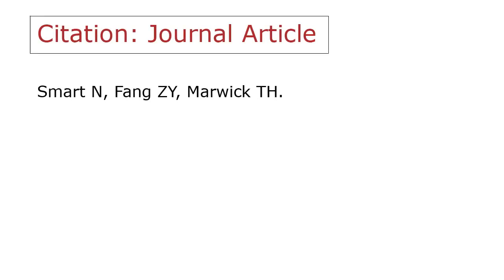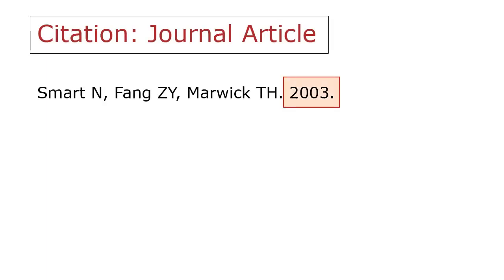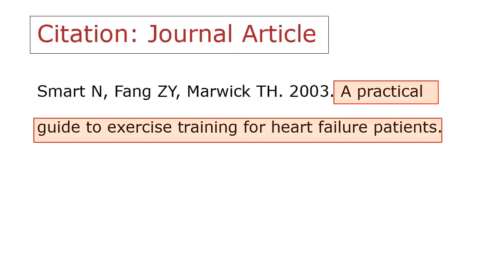First, for articles with up to 10 authors, list all the authors, last name first, followed by their initials. Separate each of the authors with a comma. After the authors, put a period and then the year of publication, followed by another period. Next is the title of the article. The first word is capitalized, and the rest are in lowercase letters except for proper names, proper adjectives, acronyms, and genus names.